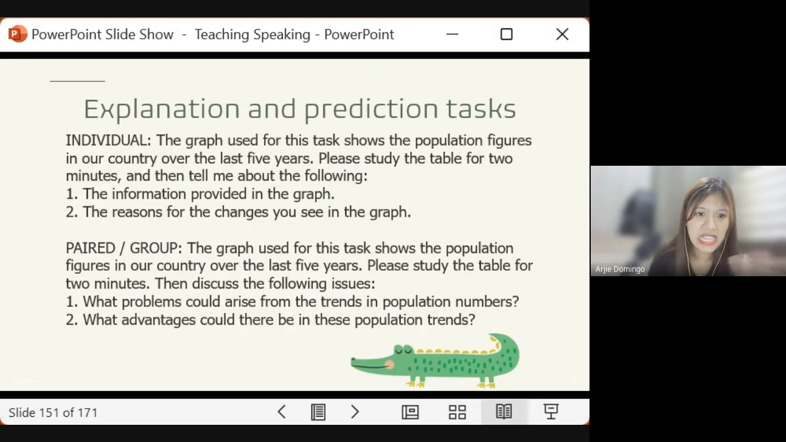So, for example, they will have the same set of data, but they will answer or discuss the following issues. One, what problems could arise from the trends in the population numbers? And second, what advantages could there be in these population trends? Right? So you can see there are discussions that will happen in the pair or group, as compared to the individual, where the student will just be deciding or predicting things on their own.